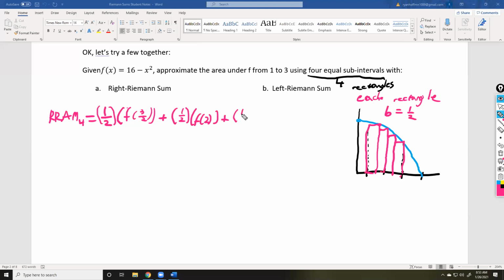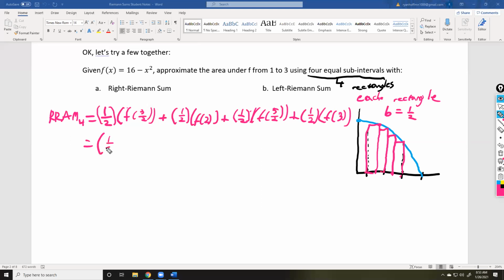Plus 1/2 is our base times our height. We chose as the rightmost endpoint, so that was 2.5. And we're saying f of 5/2 because we want the y coordinate here. Plus our base is 1/2 times our height. We want to be f of our rightmost endpoint here, which was 3. So this is the sum that we would work to calculate.